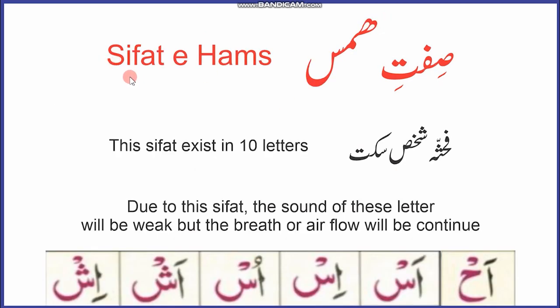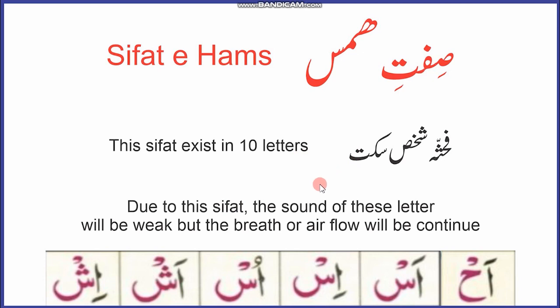The second sifat is sifat hams. This sifat exists in 10 letters. The short form of these letters is فَحَسَّهُ شَخْصٌ سَكَتَ, which are fa, ha, ta, sheen, kha, sad, sin, kaf, ta. So these 10 letters have sifat hams.